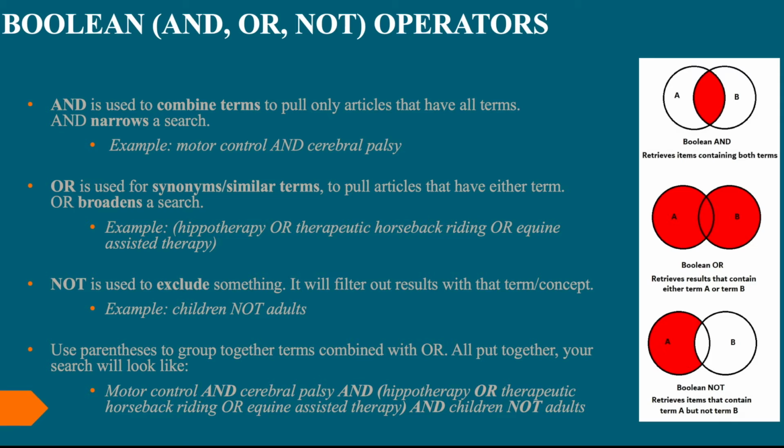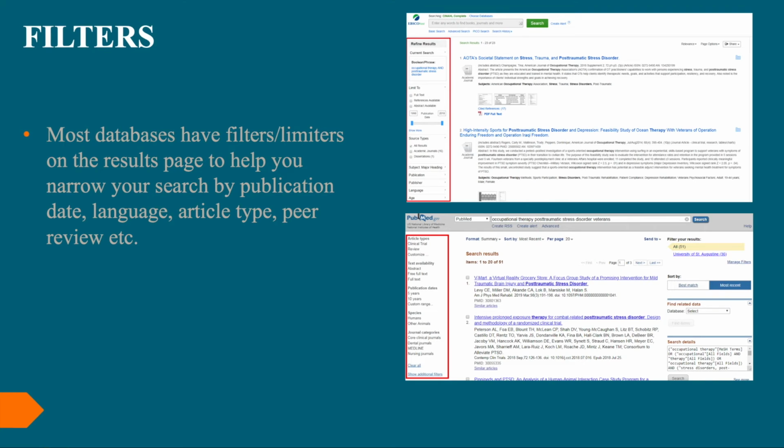All put together, your search query will look like this: motor control AND cerebral palsy AND, in parentheses, your synonyms, hippotherapy OR therapeutic horseback riding OR equine assisted therapy, AND children, NOT adults. The fourth tip is to use filters. Most databases will let you filter by publication date, language, peer review, article type, and so on. This can really help save you time and effort so you aren't going through several results that aren't helpful to you because they're too old or they're in a language that you can't read.